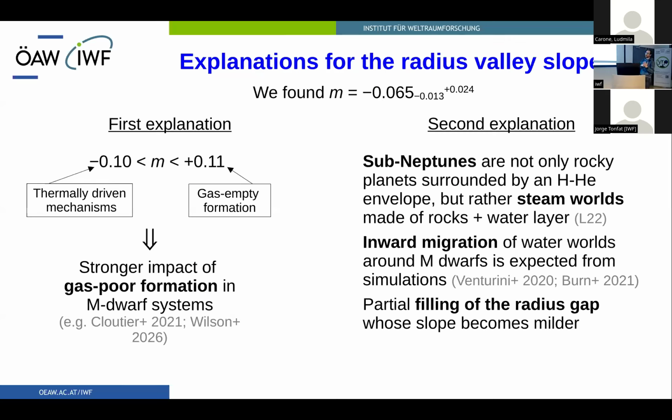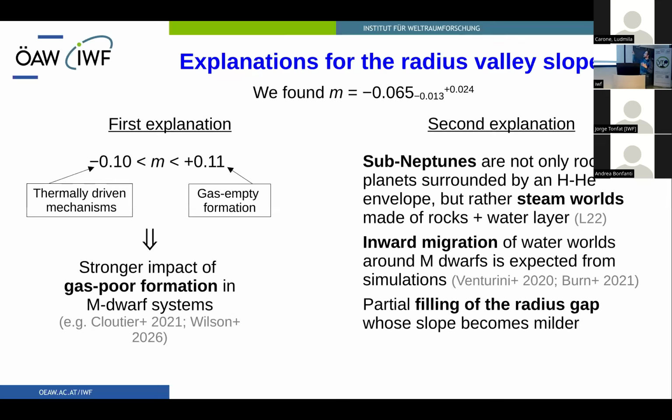Essentially, according to a work by Luque and Pallé 2022 that was published in Science, or Nature, I don't remember, the sub-Neptunes, so all these planets having radii between 2.5 and 4 Earth radii, are not only rocky planets, but also planets that are made of rocks and water layered. And according to dynamical simulations, it turns out that the steam worlds, which by definition can form only outside the snow line, tend to migrate inward if they orbit M dwarfs.